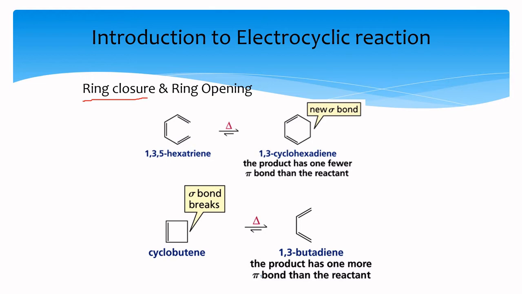This new product has a new sigma bond, and normally the product has one fewer pi bond than the reactant, meaning if you have 3 pi bonds in the reactant, there will only be 2 in the product. Another mechanism involves ring opening, where you have a cycloalkene. When it is heated, the ring will open and give you a polyene. In ring opening, the sigma bond at this part will be broken, and it will give you a new product that has one more pi bond than the reactant. So you see, if it is ring closing, there is one fewer pi bond. If you have ring opening, it has one more pi bond.